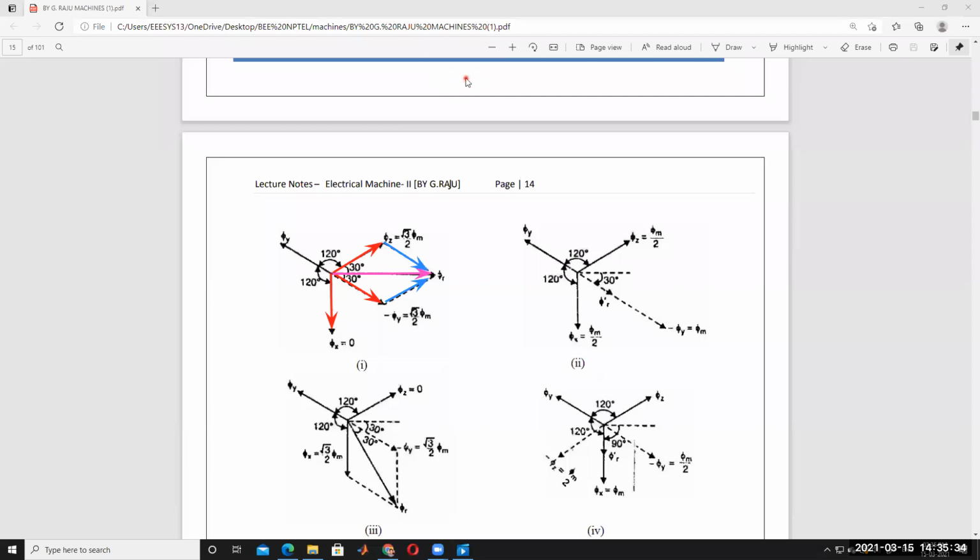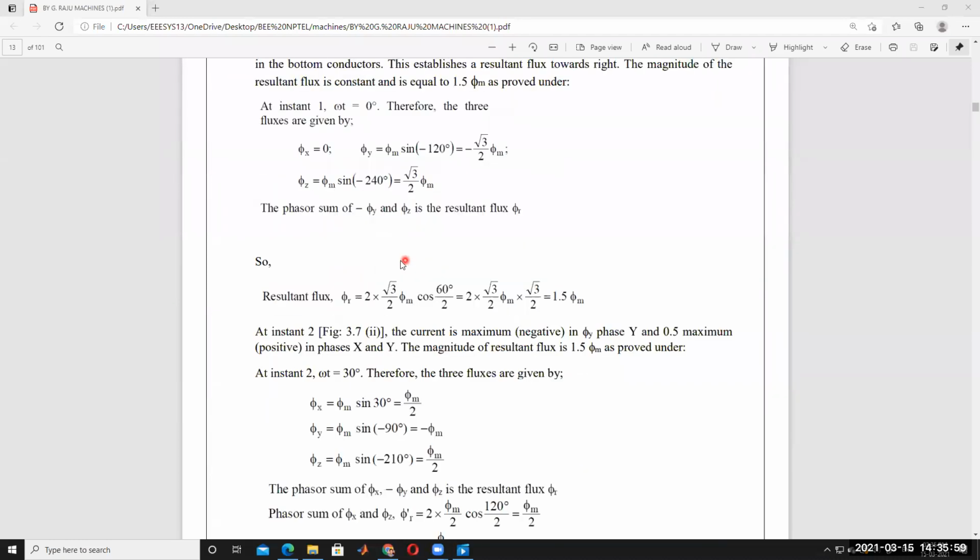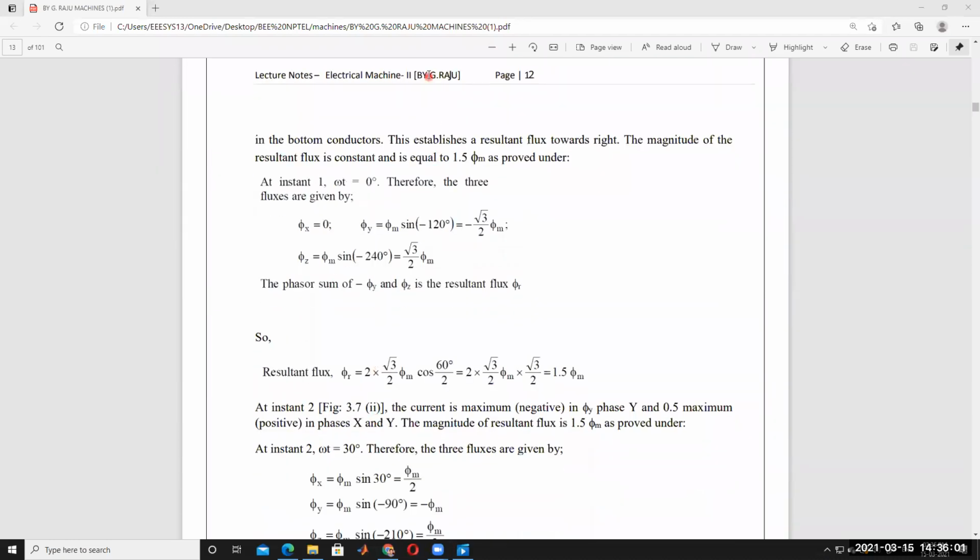You know well. Okay. So how much is the angle between these two? 60 degrees, 30 and 30. 60 degrees. And so what is the length of the resultant phasor phi r? It is 2a cos theta by 2. The theta is 60 degrees, and a is this length, root 3 by 2 phi m. By substituting this value, we get the resultant flux. So this is called the resultant phasor.